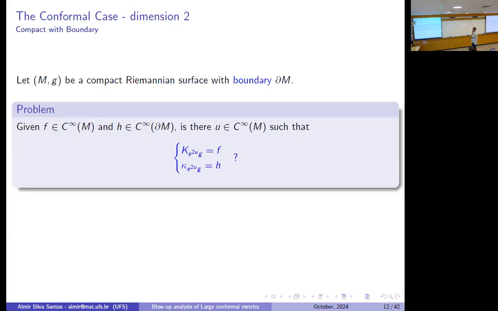Again, what about the compact case with boundary, where the boundary is not empty? Given a function on the manifold and another one on the boundary, is there some function on the manifold such that f is the Gaussian curvature of this conformal metric and h is the geodesic curvature?